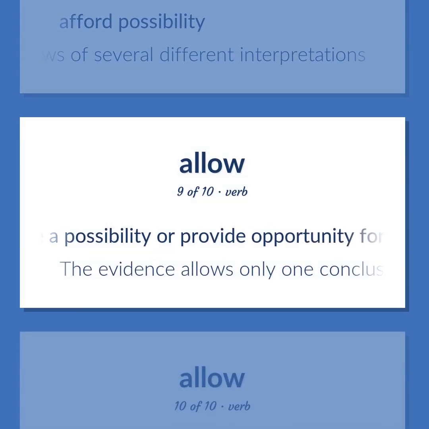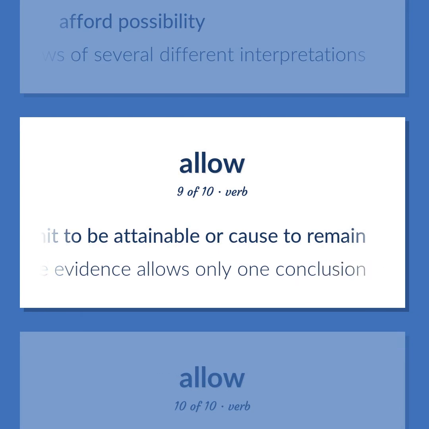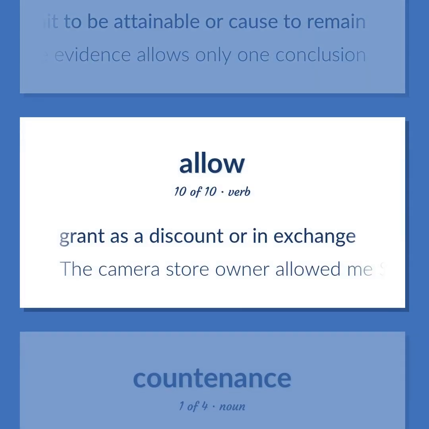Make a possibility or provide opportunity for, permit to be attainable or cause to remain. The evidence allows only one conclusion. Grant as a discount or in exchange. The camera store owner allowed me $50 on my old camera.